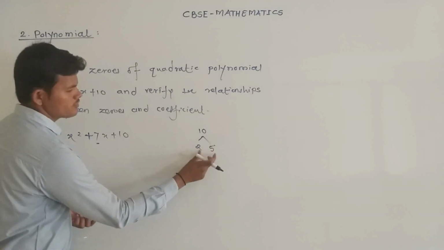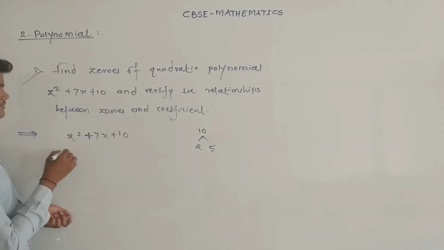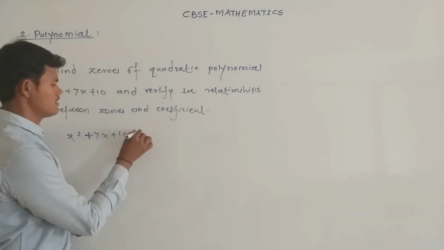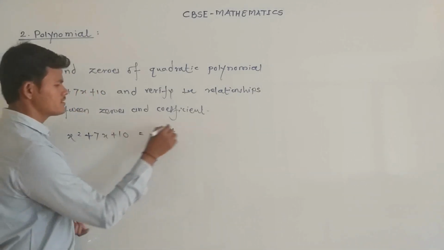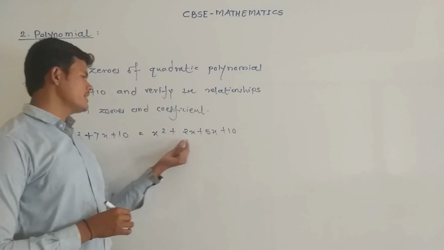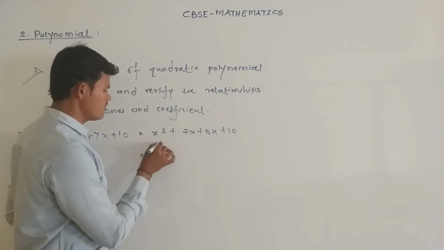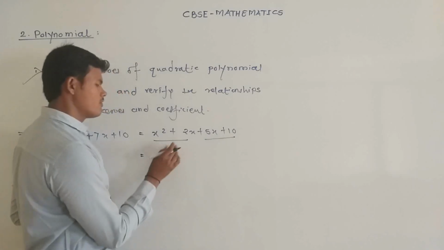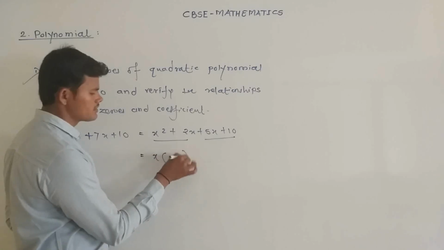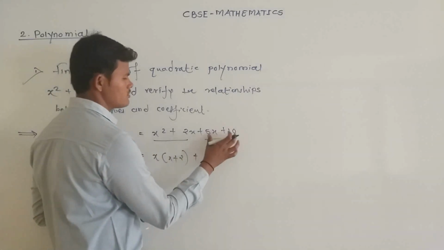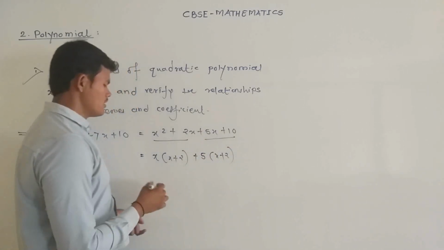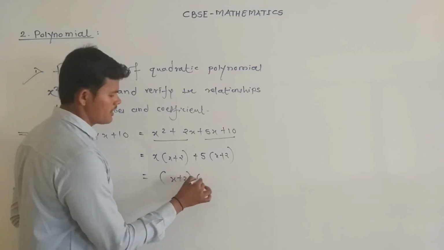Now replace 7x by these two terms. So instead of 7x we write x square plus 2x plus 5x plus 10. After splitting the middle term, we get 4 terms. Now consider the first two terms and the last two terms. From the first two terms, let's take x common. So the remaining term is x plus 2. And from the last two terms, the common part is 5. We get x plus 2. So we get x plus 2 and x plus 5.